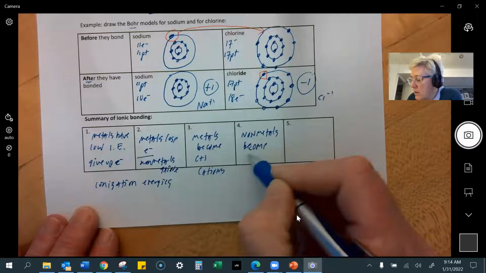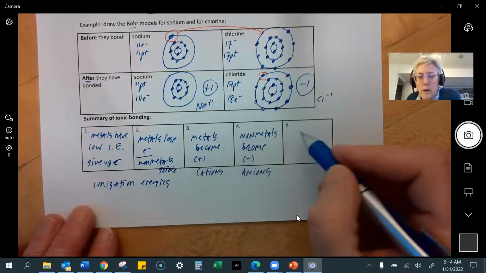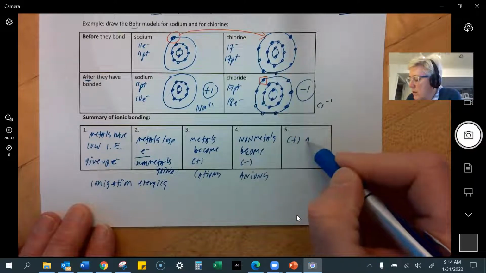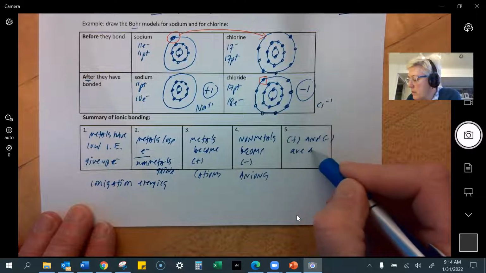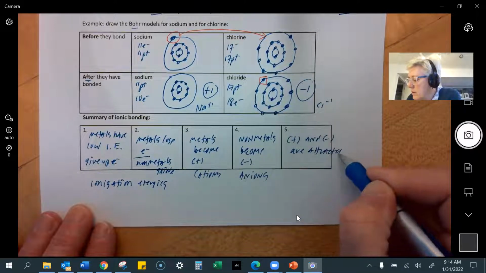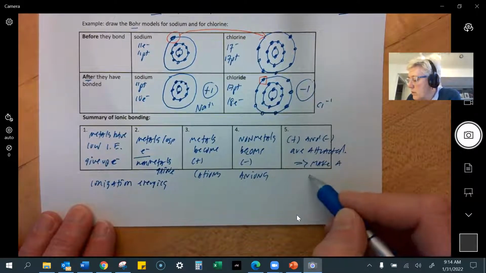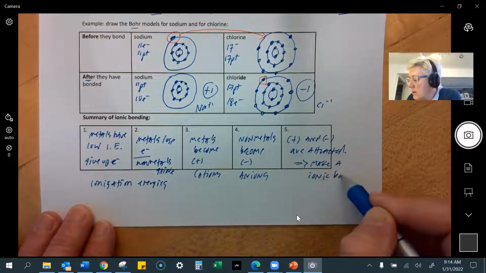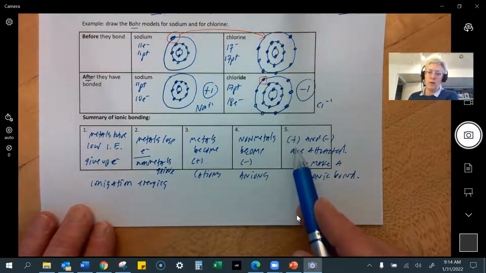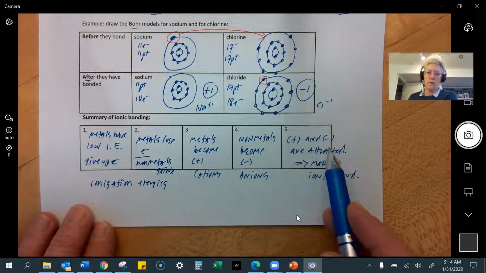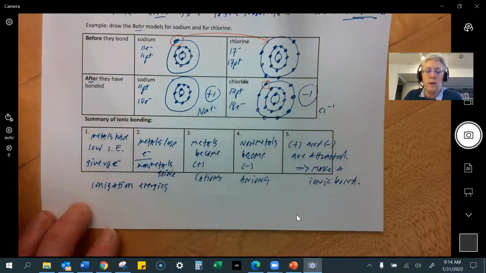They become negative anions. All right, and the positive charge and the negative charge are attracted to each other, so they make a bond. So that is what an ionic bond is, okay? It's an attraction between the positive metal cation and the negative nonmetal anion. All right, awesome. Let us move on.